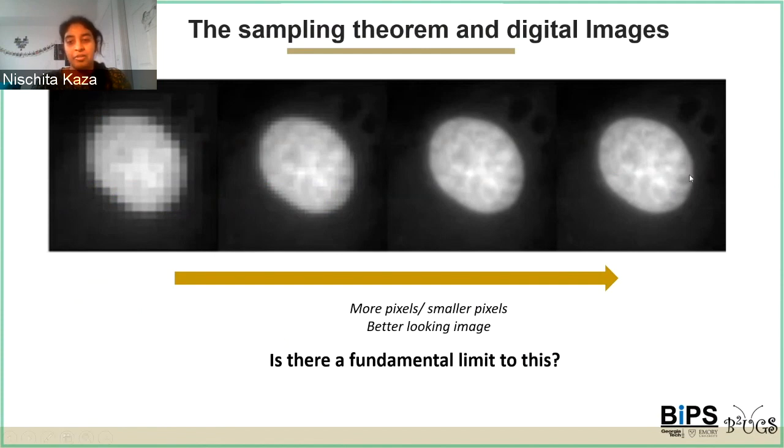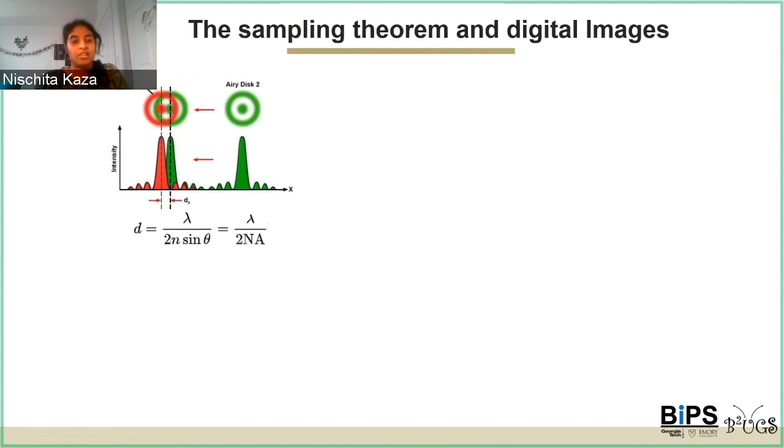And would you be able to improve the appearance of this image by just consistently adding more and more pixels? Or is this governed by some sort of a fundamental limit? So in order to answer this question, we essentially go back to looking at the resolution limit that we talked about last time. This is essentially given by d, which is basically the smallest distance between any two resolvable features. And that we saw was given by a relation between the wavelength and the numerical aperture.